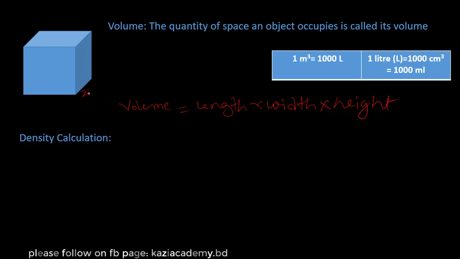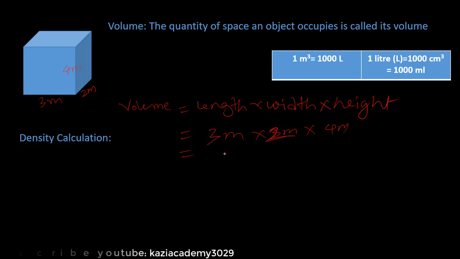So, if the width is 2 meter, length is 3 meter, and height is 4 meter, then 2 meter times 3 meter times 4 meter, 3 into 6 is 24 cubic meter. Here cubic meter is the unit of volume. So this is the way to find out the volume.